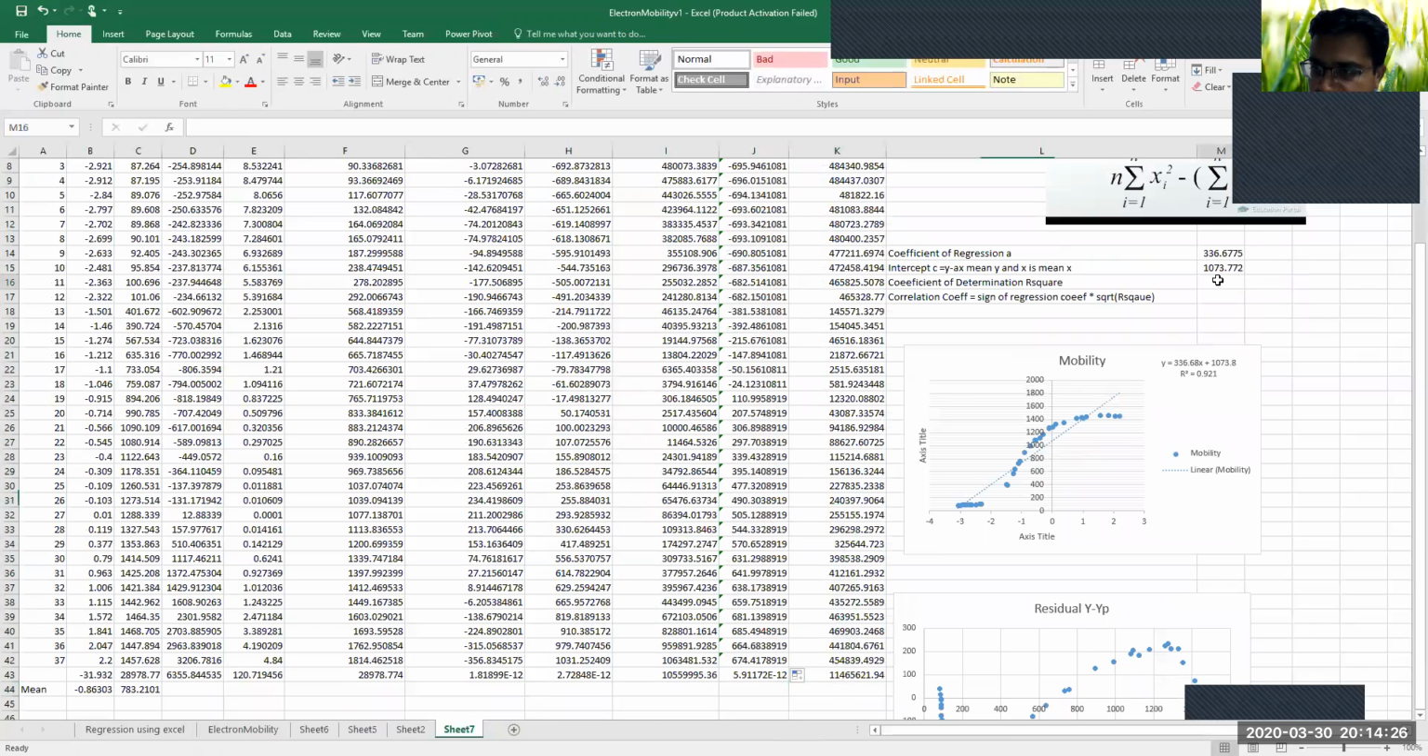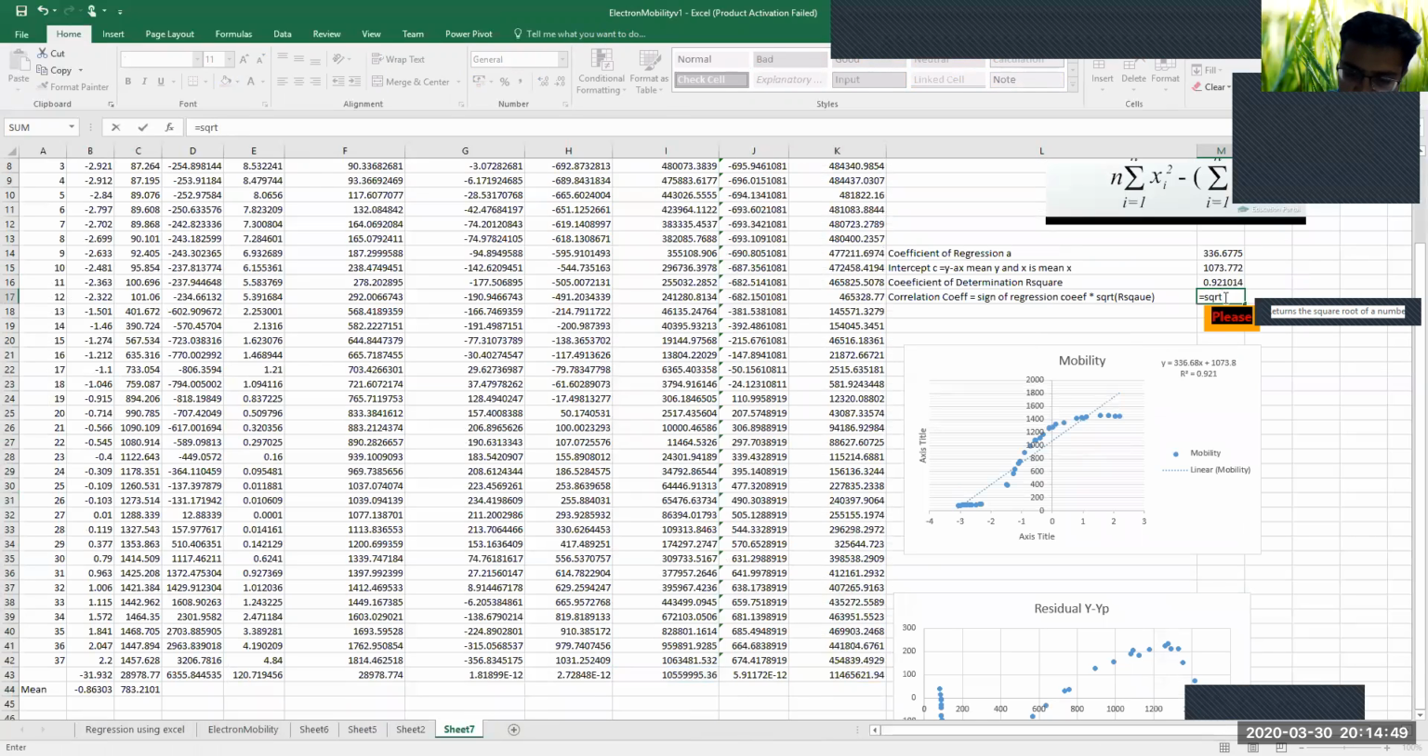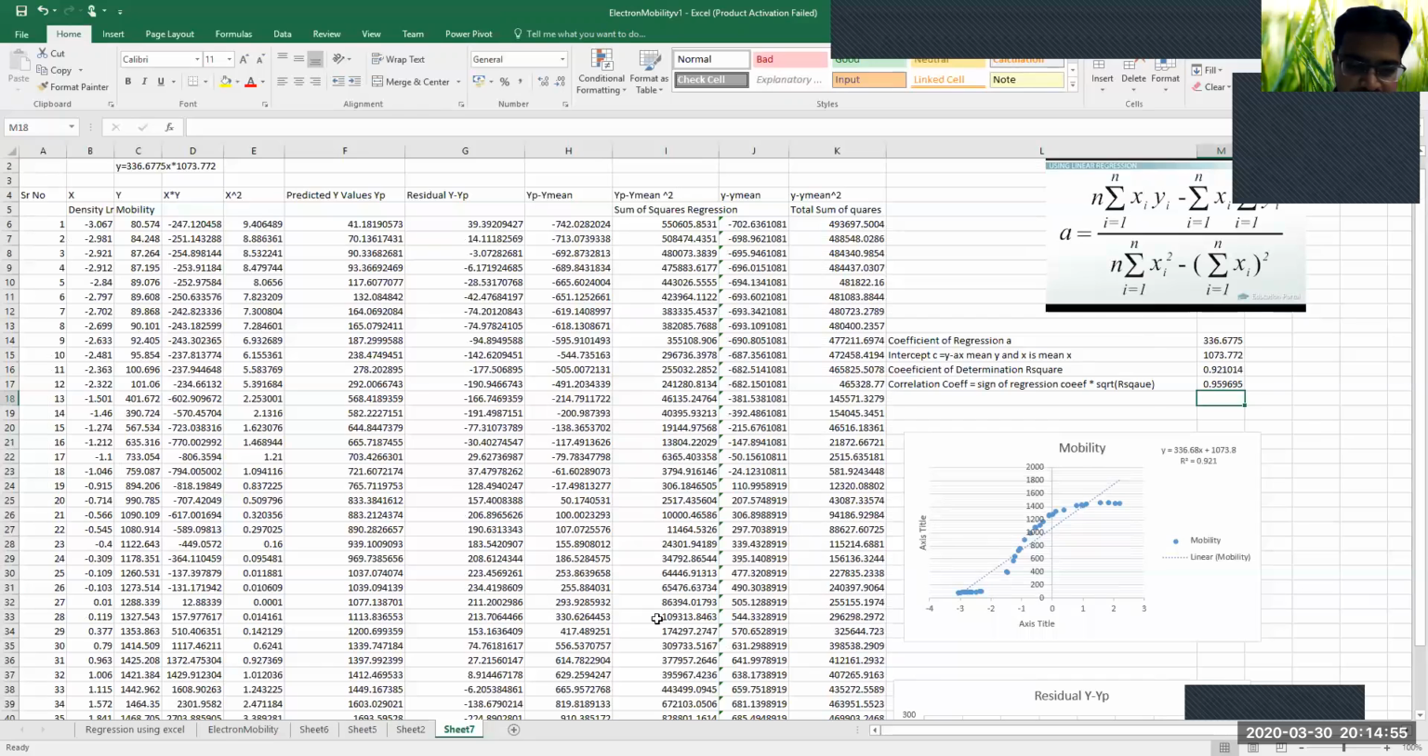So coefficient of determination is the ratio of sums. So we take this ratio, this divided by this. So we get the coefficient of determination, and coefficient of correlation is the square root of it. So this gives us the regression.